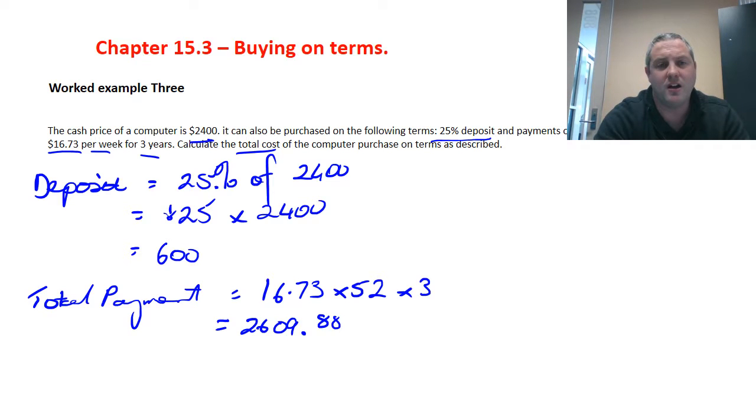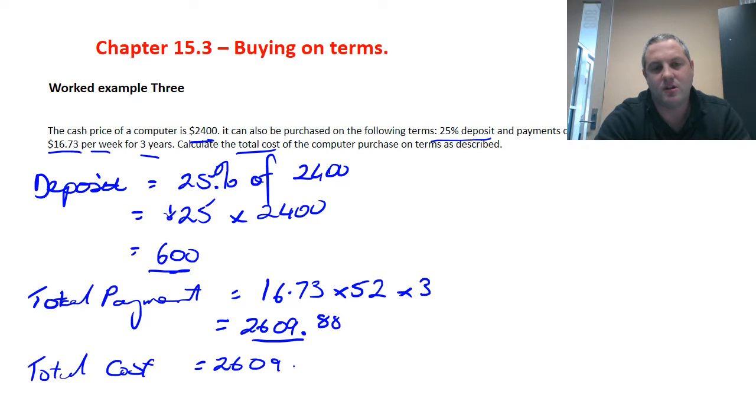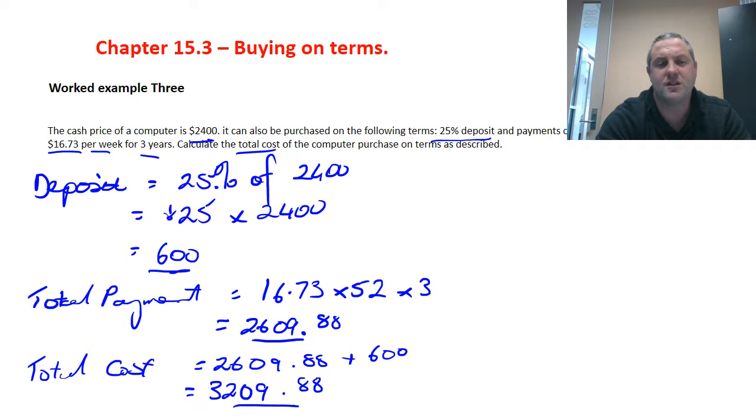But you haven't looked at your deposit as well as your total payment. So our total cost is going to be your deposit plus your total payment. So 2,609.88 plus your $600. Now this ends up being $3,209.88. So overall, that $2,400 computer cost you $3,209.88 over those 3 years.